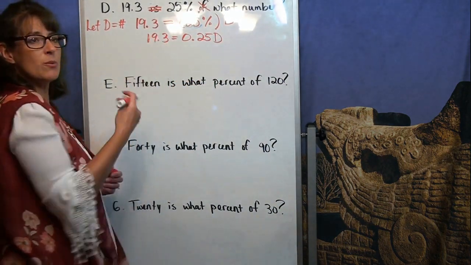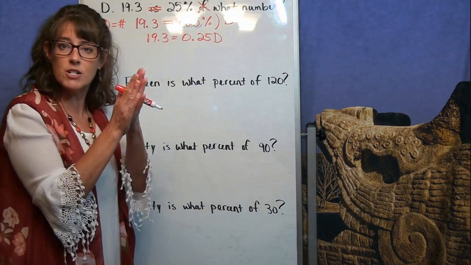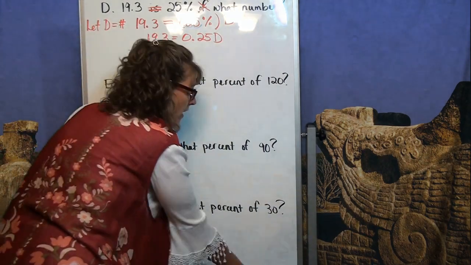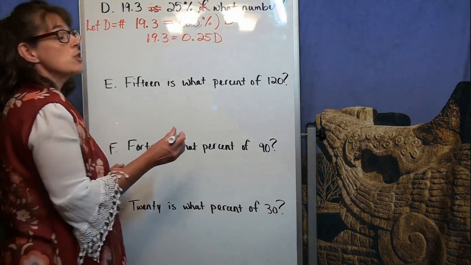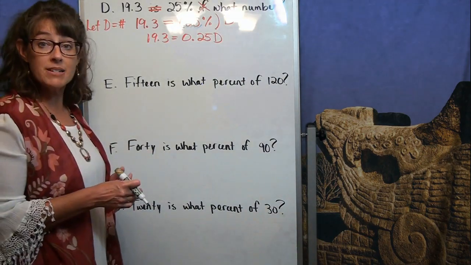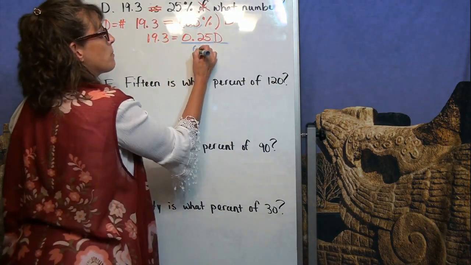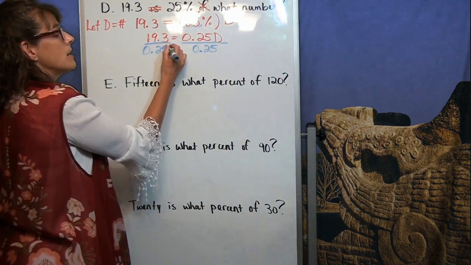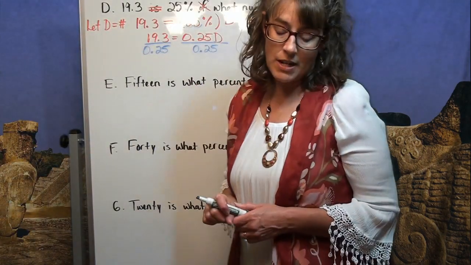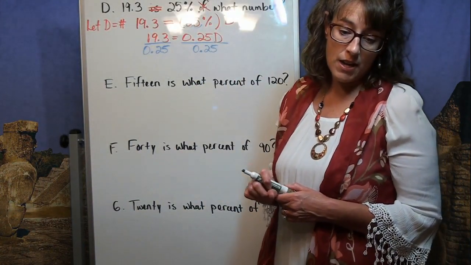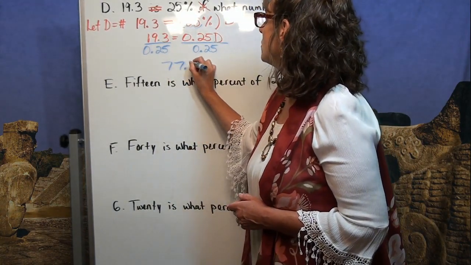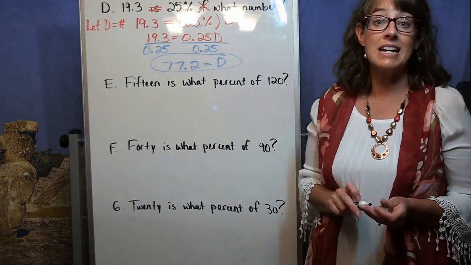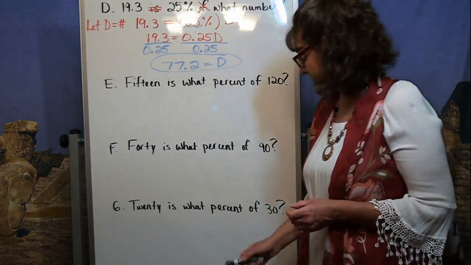And like I said before, I'm going to get rid of those parentheses because we know that when things sit beside each other, that indicates multiplication. And so now I've got to get rid of that 0.25 to get that D by itself. Because the 0.25 is being multiplied to the D, I'm going to divide both sides by that 0.25. And when I take 19.3 and divide it by that 0.25, 19.3 divided by 0.25 is 77.2. And so 77.2 is the number that 19.3 is 25% of.